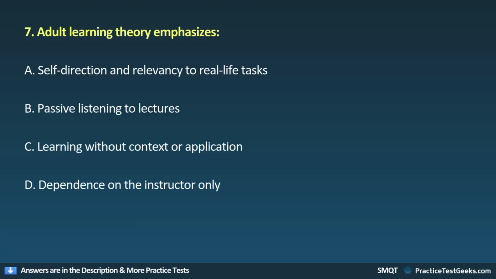7. Adult learning theory emphasizes A. Self-direction and relevancy to real-life tasks. B. Passive listening to lectures. C. Learning without context or application. D. Dependence on the instructor only.